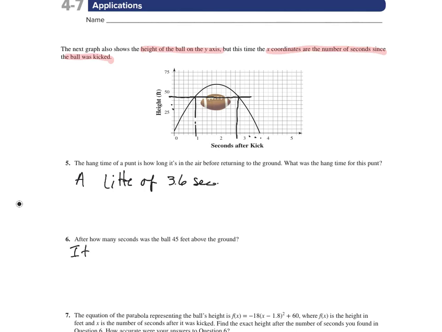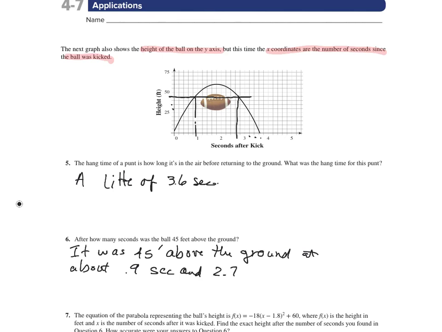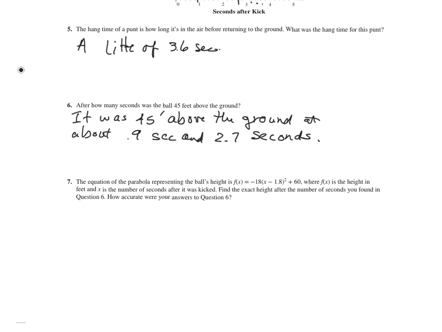So it was 45 feet above the ground at about 9/10 of a second and 2 7/10 seconds. All right, so let's see what else they have for us.